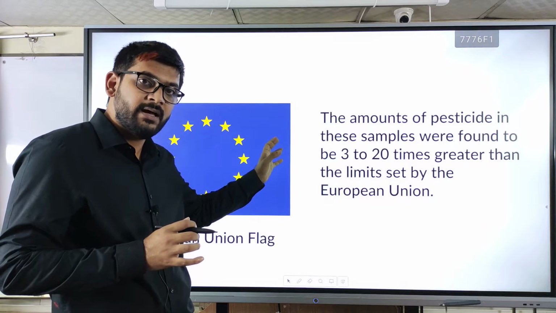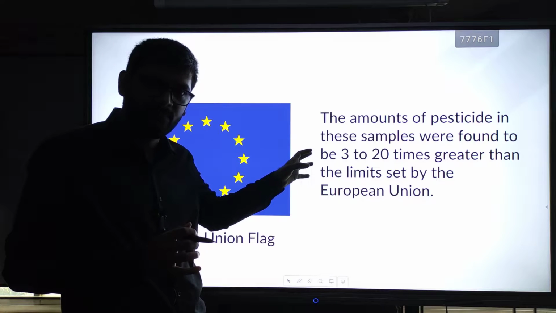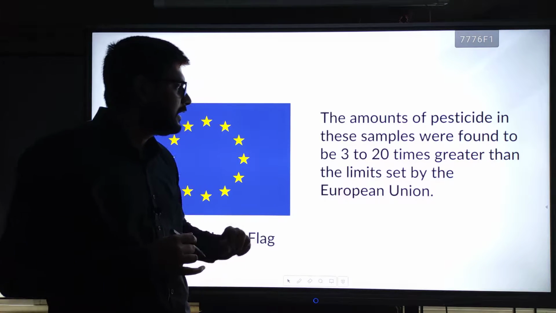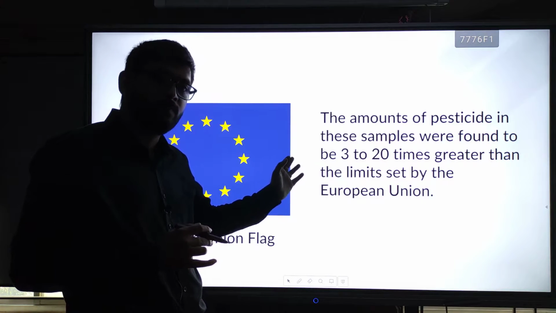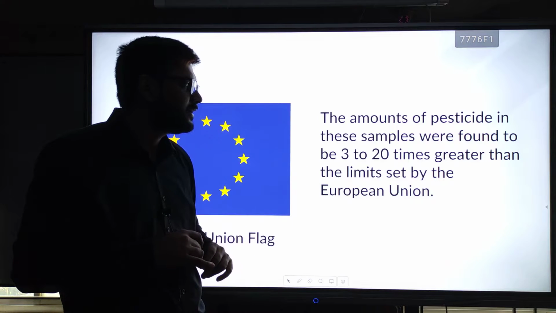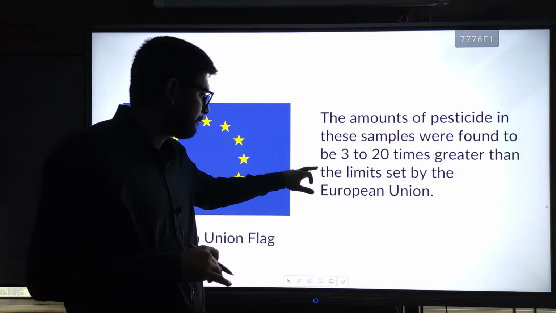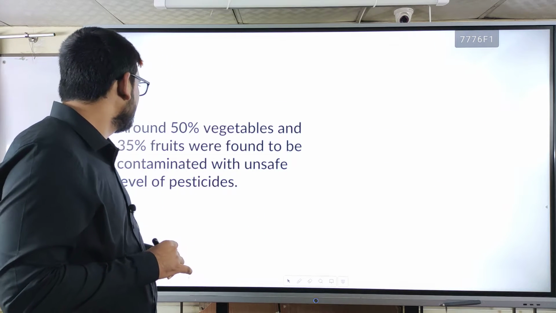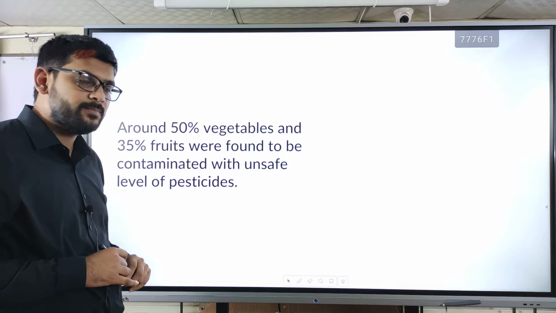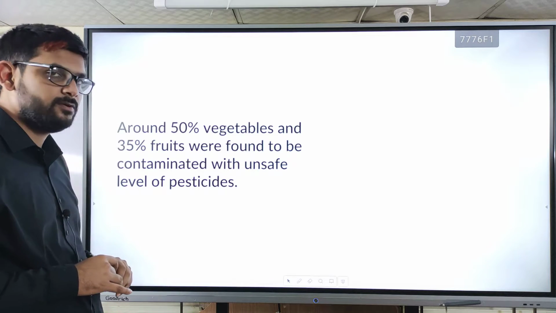The samples that have been collected from Dhaka's 3 markets, okay, they found that the limit is being surpassed by from 3 to 20 times greater than the limits set by the European Union. Around 50% of vegetables and 35% of fruits were found to be contaminated with unsafe levels of pesticides.